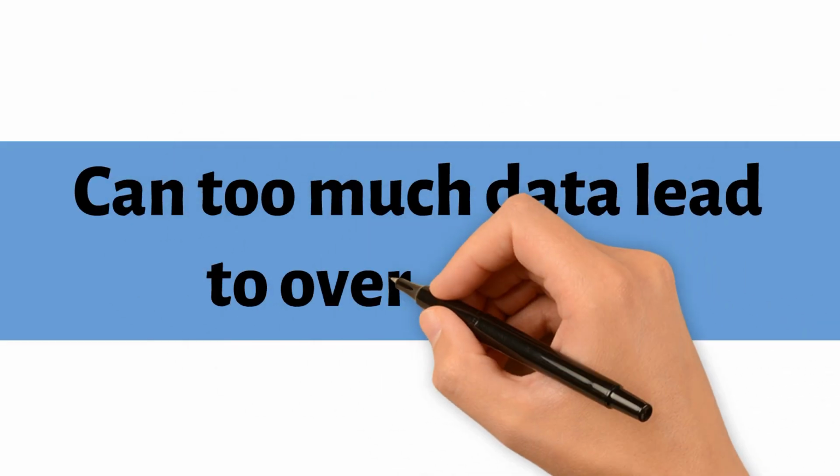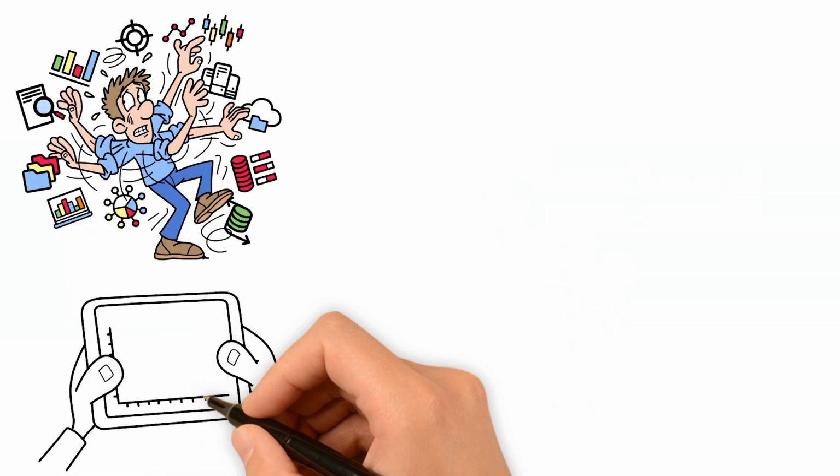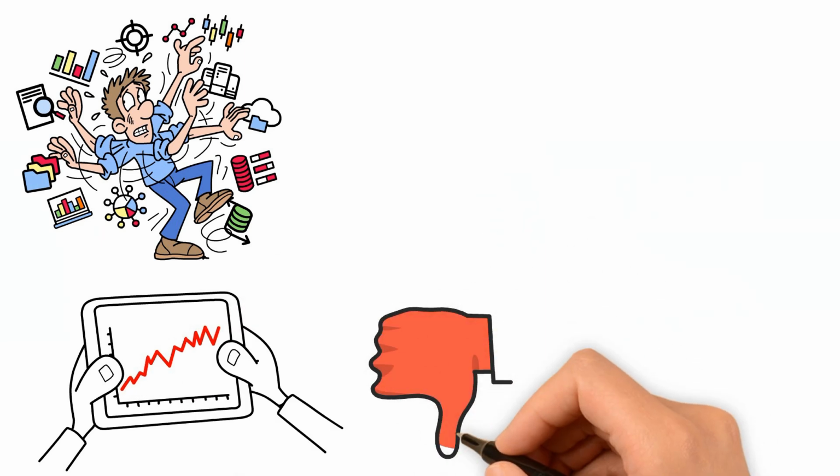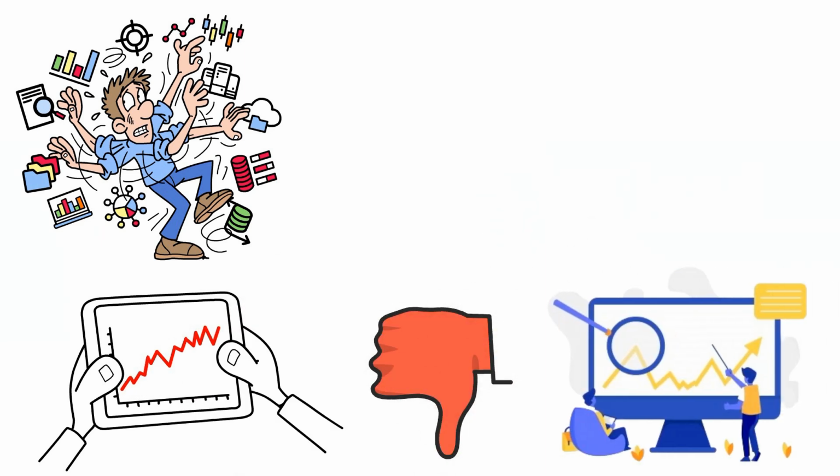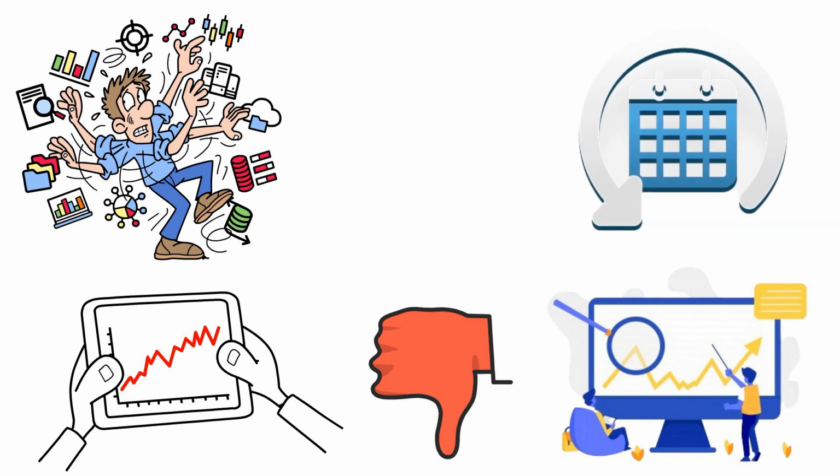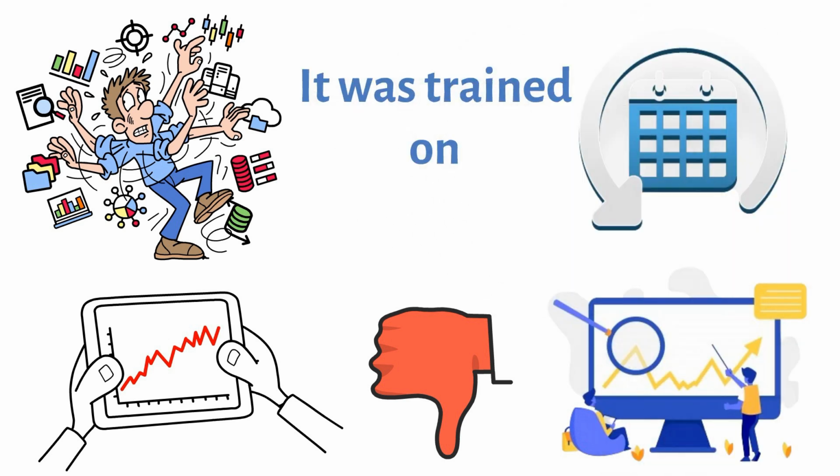Can too much data lead to overfitting? Yes, too much data is likely to lead to overfitting. This makes the model excellent at predicting past data, but often poor at forecasting future, unseen market conditions because it's too tailored to the historical data it was trained on.